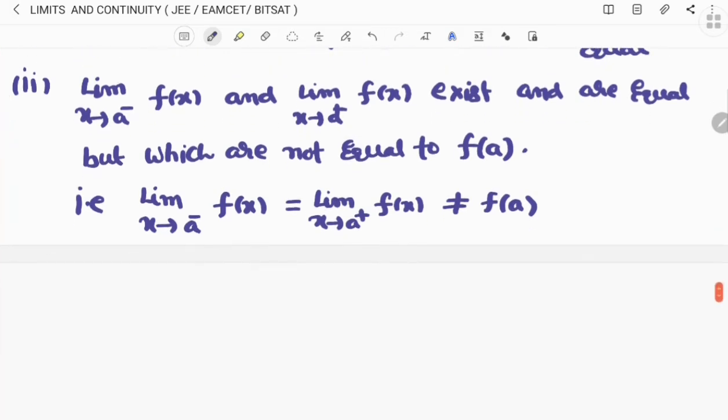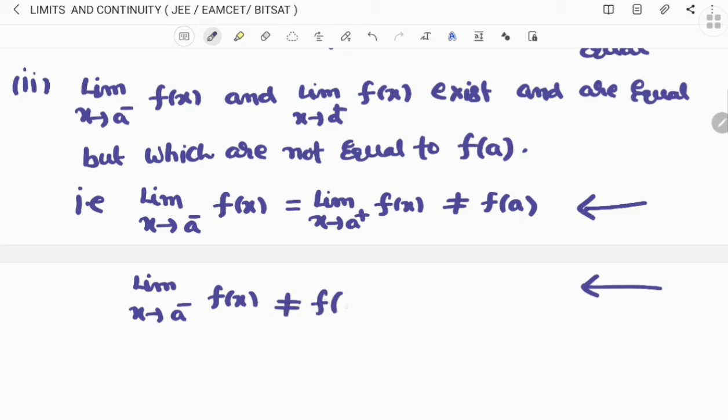And another possibility, this is the first possibility: limit x tends to a minus of f of x, this value is not equal to f of a, but it should be equal to limit x tends to a plus of f of x.